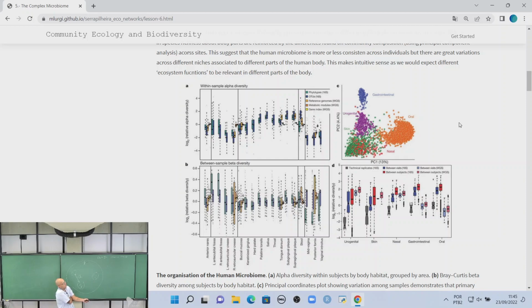local communities within the same region of the body, it's more or less constant, right? So this means that you have less diversity in some parts of the body, like for example the genital area, than in, for example, the skin or gastrointestinal tract. But the differences in these communities between different individuals are similar across all these different sites.